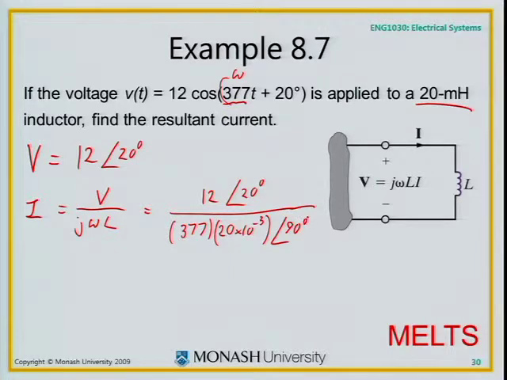j's angle is 90 degrees. One at angle 90 degrees. So can you see what I've done? You get the voltage in phasor form, 12 at angle 20. This version of Ohm's law for inductors tells me V equals j omega L I. So I is V on j omega L. Omega is 377, L is 20 millihenries.